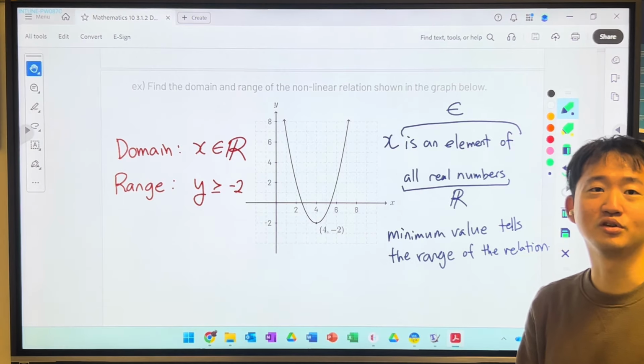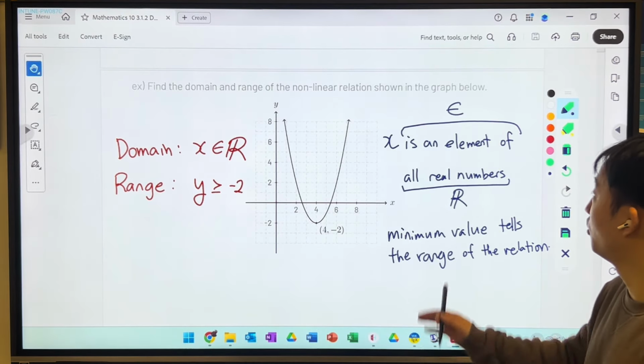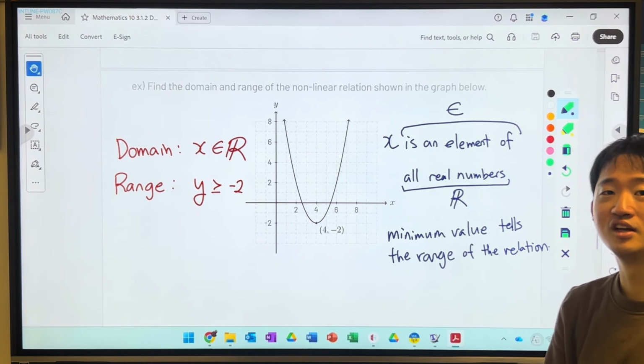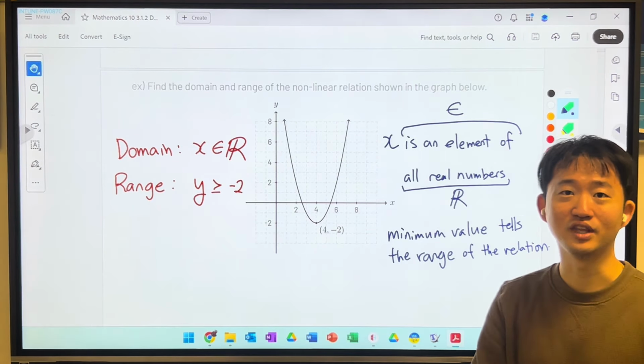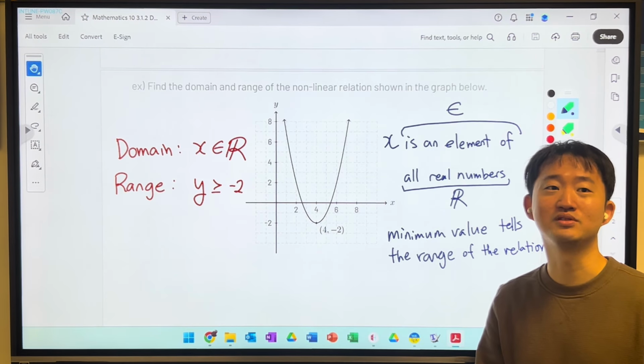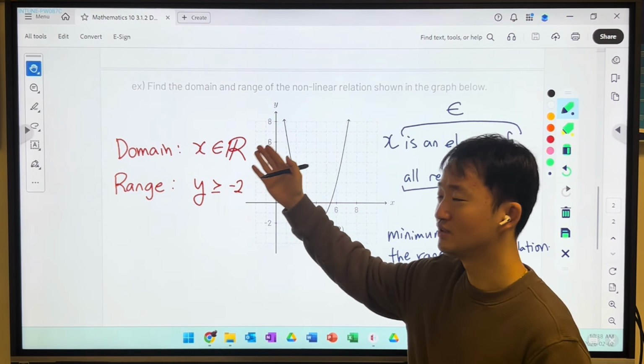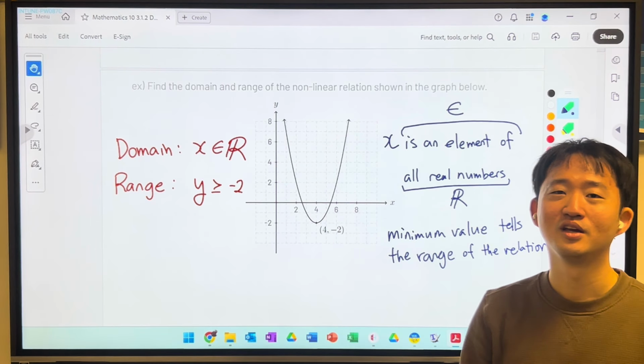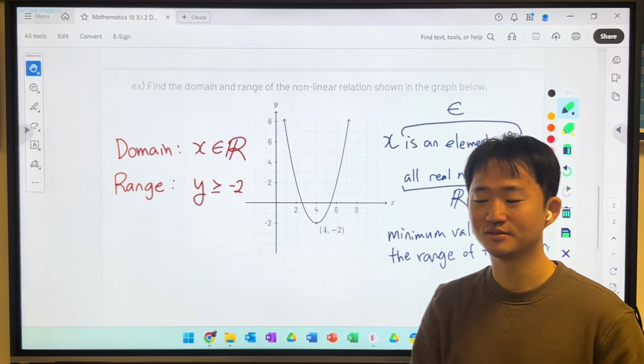There are many other ways to write domain and range. If you want, you can write it as words like this. You can say y is greater than or equal to -2, and that's also a fine way to represent the range. But of course, if you know how to use the symbols, your writing will be more efficient.